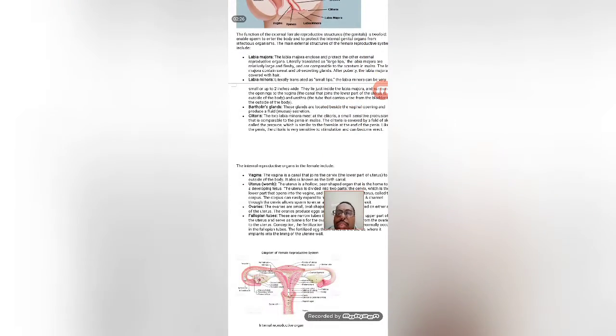This female reproductive system external structure is not given as a diagram in your textbook, but it is explained for the understanding of it. I have taken a diagram from online and pasted it over here.